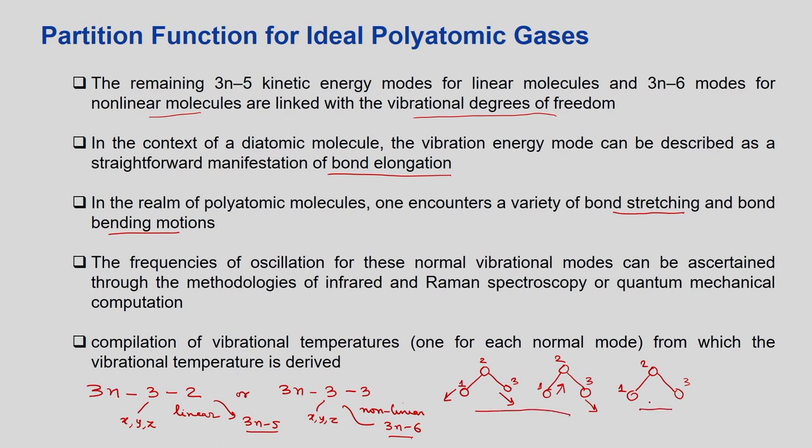Bending is easier, so it takes a lesser amount of energy, while stretching takes more energy, it is tougher. The frequencies of oscillation for these normal vibrations are called normal vibrational modes. They can be found by methodologies such as infrared or Raman, or by quantum mechanical computation. Raman spectroscopy or infrared spectroscopy will determine these force constants, or determine this oscillation or vibration, and plot those, which is called the spectrum. That will be unique to a particular molecule.